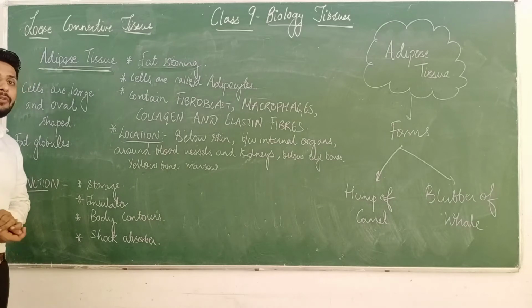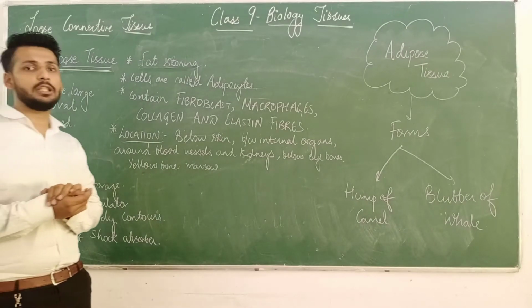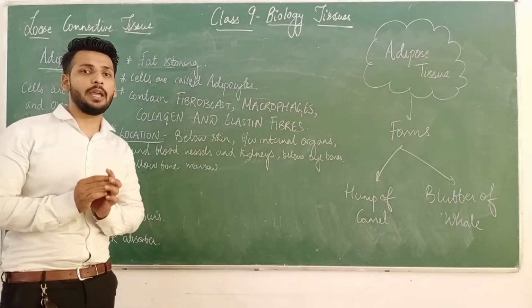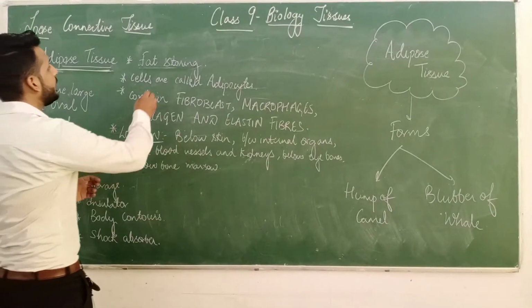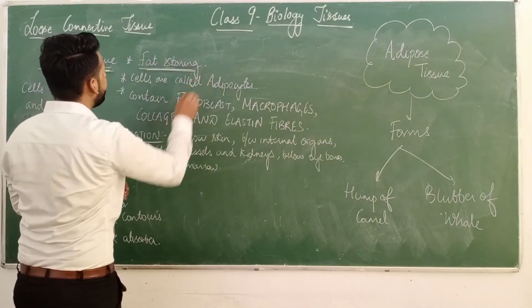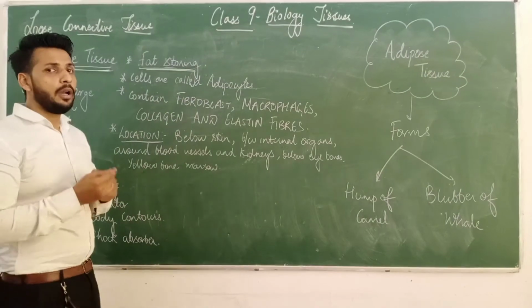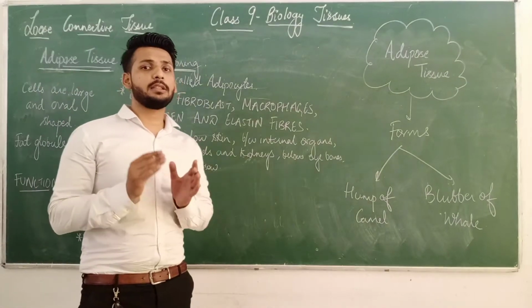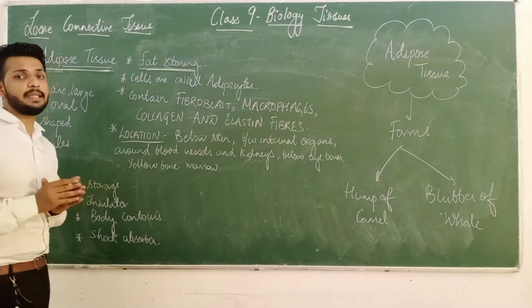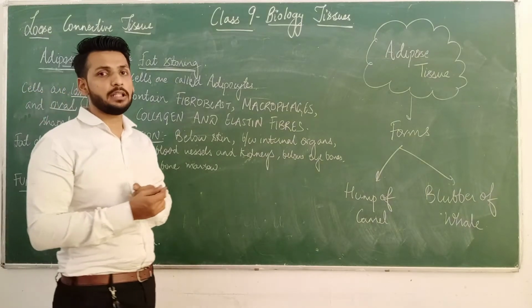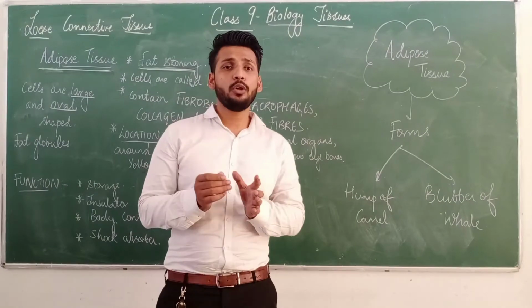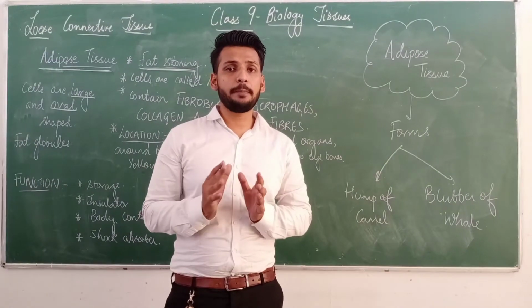What is the basic function of adipose tissue? The function of adipose tissue is to store fat, that's why it is also called fat storing tissue. Here the cells are large in size and oval in shape. Why are they oval in shape and large in size? Because of the fat globules present in it.